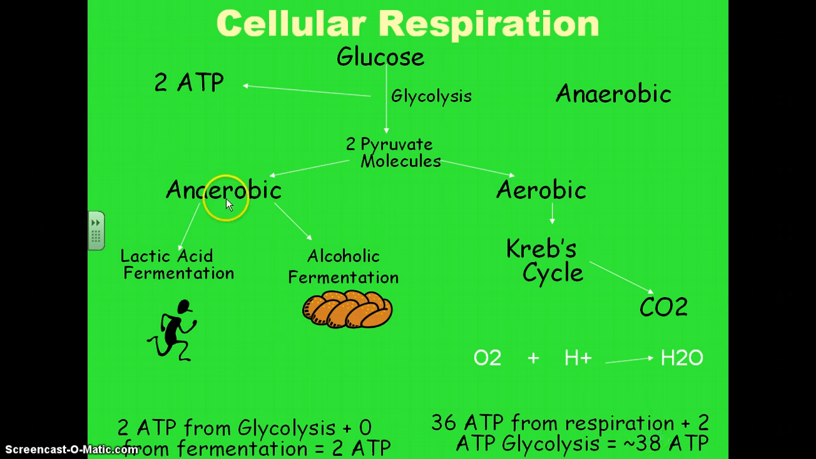Now if your cell does not have oxygen, it is anaerobic respiration. There are 2 routes, lactic acid fermentation or alcohol fermentation. Alcohol, this is how we get our alcohol for breads or beer. Lactic acid, this is what happens if you run a race and your cells lack enough oxygen. They have to go to lactic acid fermentation. If you look at the bottom down here, it tells us that only 2 ATP are made from glycolysis and 0 from the fermentation part, so we only end up with 2 ATP.